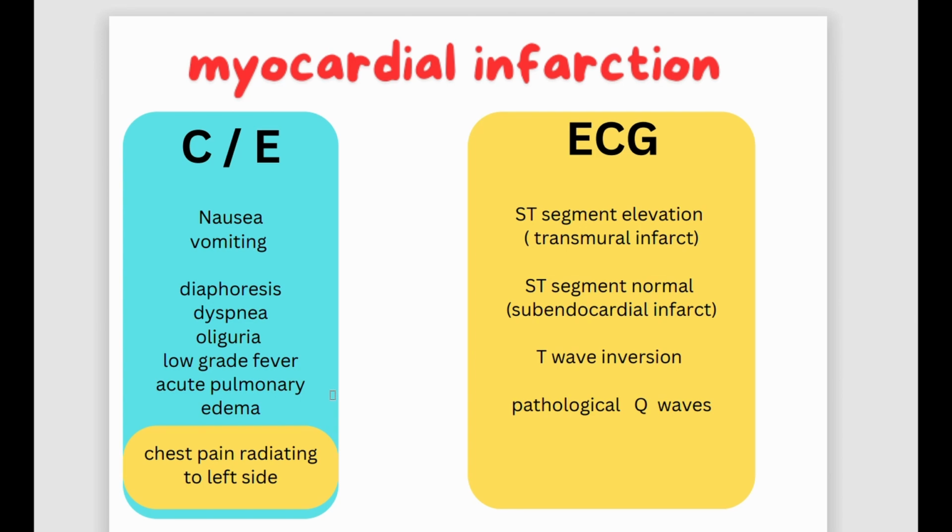For example, you are in the OP. A person came with the clinical features of nausea, vomiting, diaphoresis, dyspnea, oliguria, low-grade fever, acute pulmonary edema. So these are symptoms that we can get for the majority of diseases. You may not be able to pinpoint any particular disease, but there is a very specific clinical feature that gives an idea that the person is with myocardial infarction, that is chest pain radiating towards the left side.